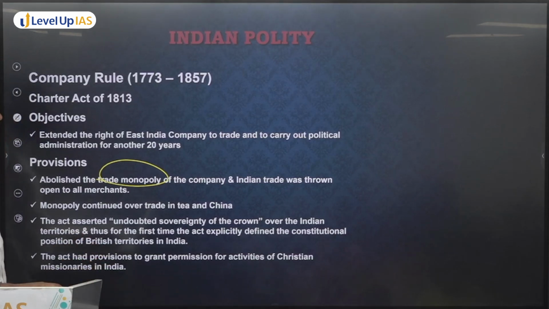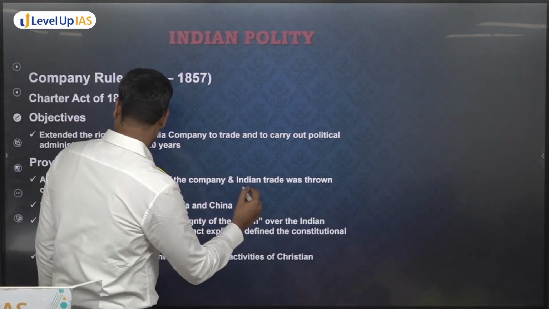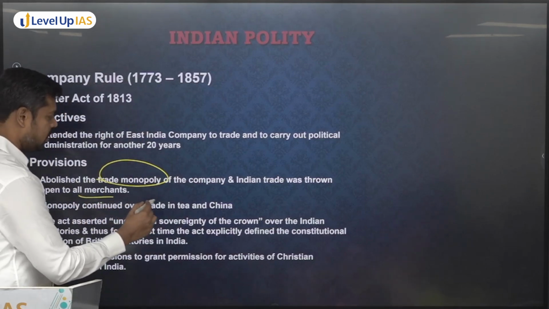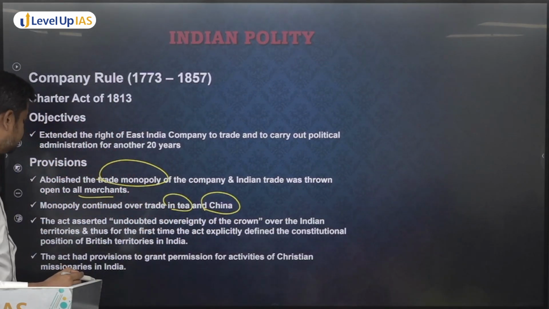Okay. So they abolished the trade monopoly, and trade was open to all the merchants. So monopoly continued only in tea and in China. Very, very important. 1813, try to remember this.